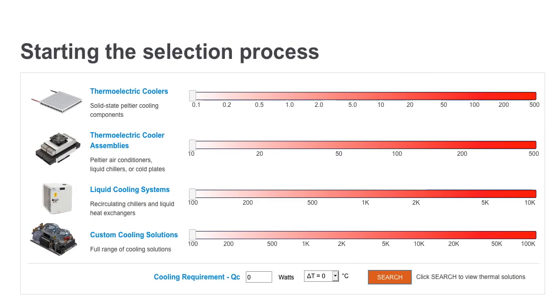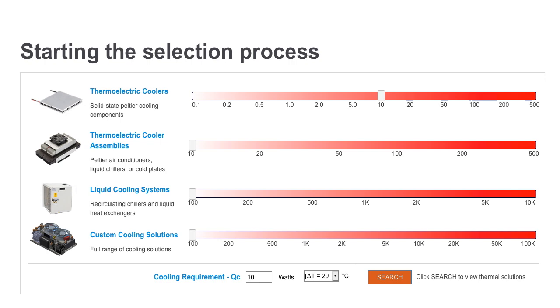If you know your heat load or desired cooling requirement, you can use the QC slider. This has two major outputs, the actual QC requirement and the delta T that your application requires. The delta T is the amount of temperature difference that the thermoelectric device is going to have to pull heat through. In this example, we will work with a QC requirement of 10 watts with a delta T of 20 degrees C.